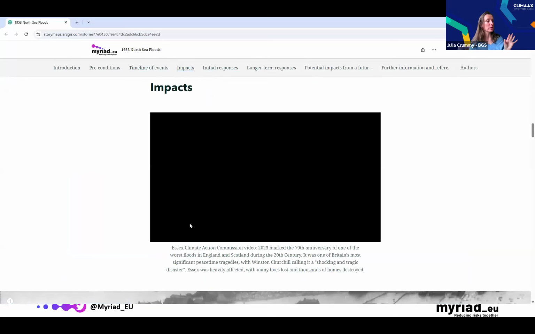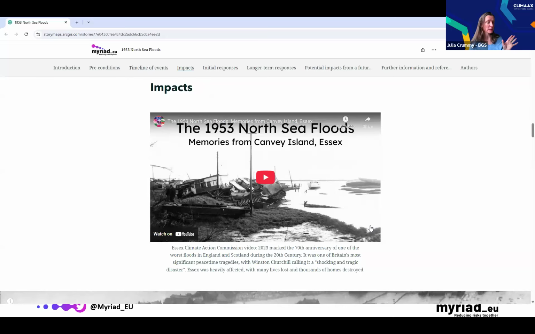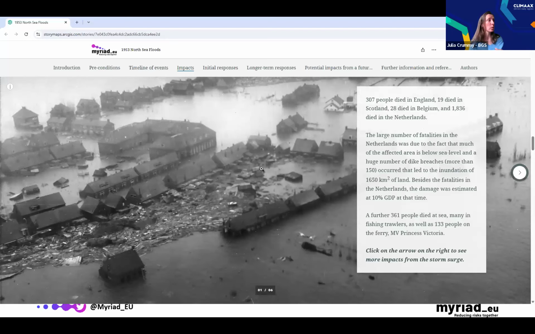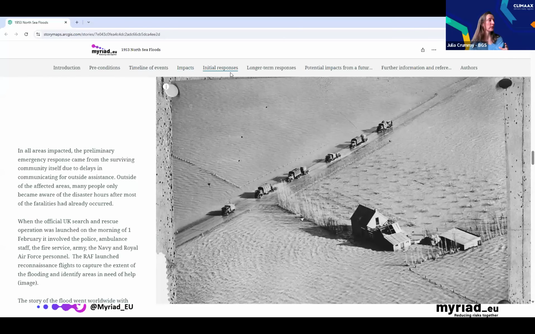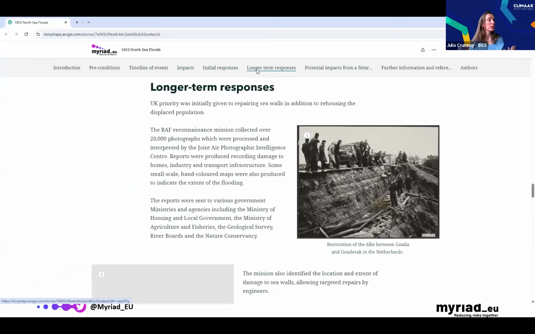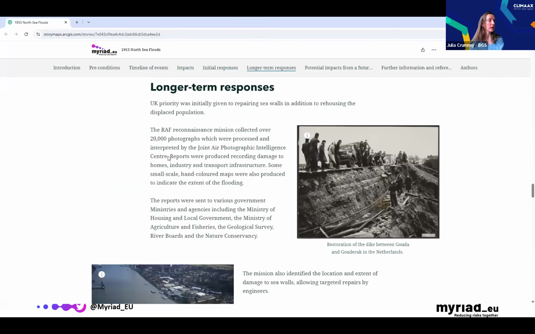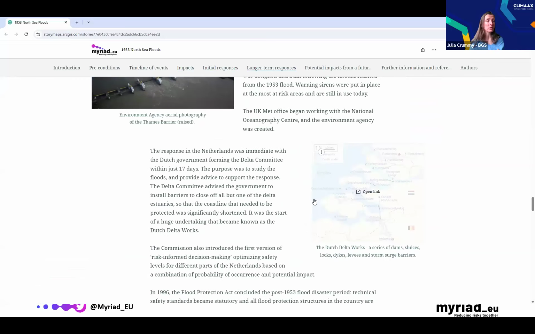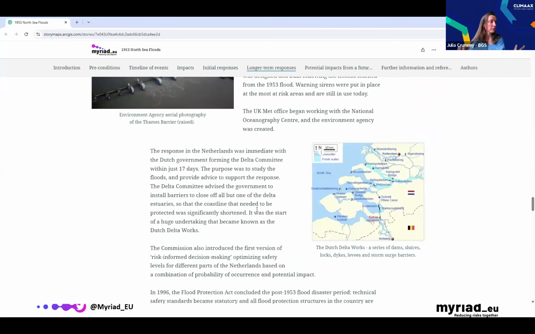You can embed YouTube videos into this, which is really handy, and then images to really show and demonstrate what the impacts were. And then we talk about the different responses. So what were the initial short-term responses, and then the more longer-term responses as well. Things like the building of the Thames flood barrier. That was a result of the 1953 floods, where they didn't want this to happen again. So how could they protect it? The Delta Works in the Netherlands, again, that came out of the 1953 flood event.